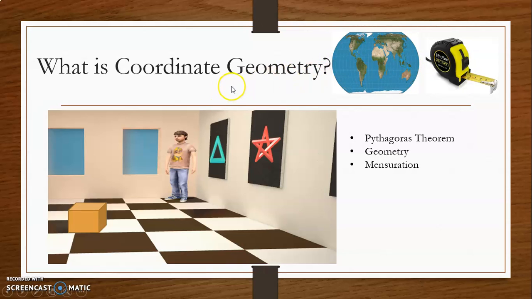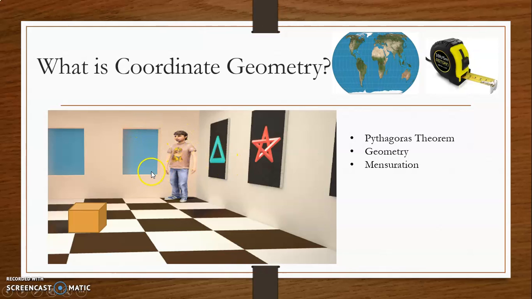So this is where coordinate geometry comes in and plays its role. Coordinate geometry finds out the distances between two points or objects. For that, it makes a reference point. It takes an object and makes it a reference point.